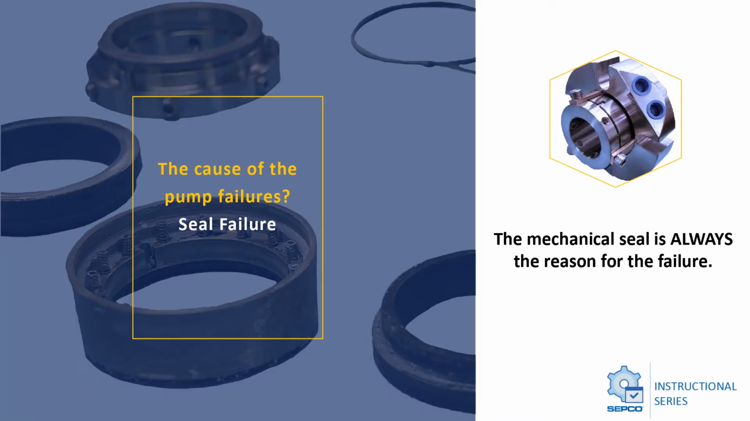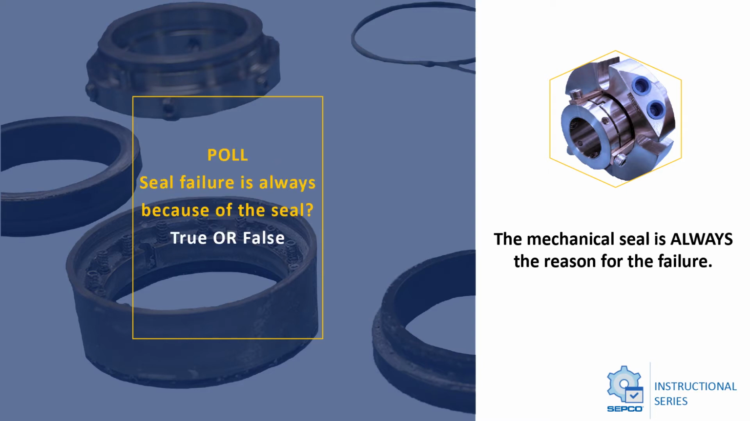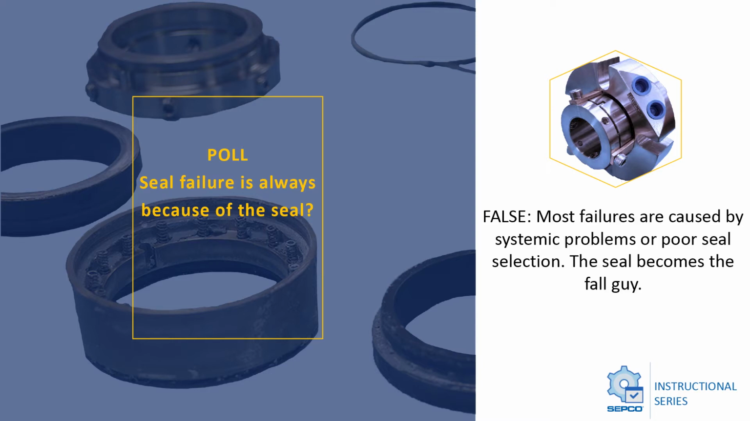So the mechanical seal is always the failure. The mechanical seal is always what shows up as the failure. But is it true or false that the mechanical seal is always the reason for this failure? The answer to that question is really false. Most failures are caused by systematic problems, or true. So there we go. So we got 6 false and 1 true.